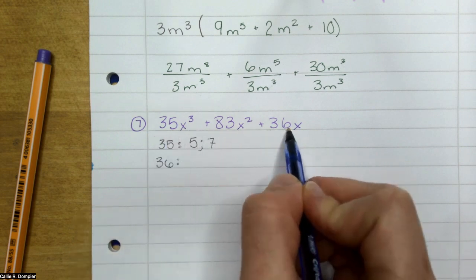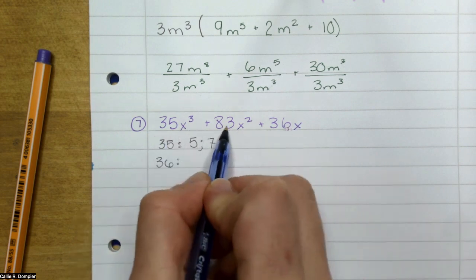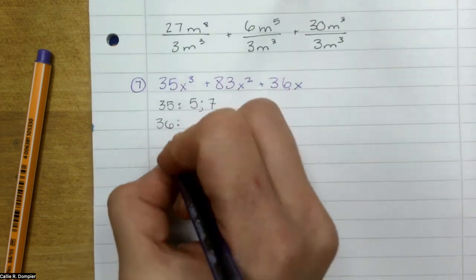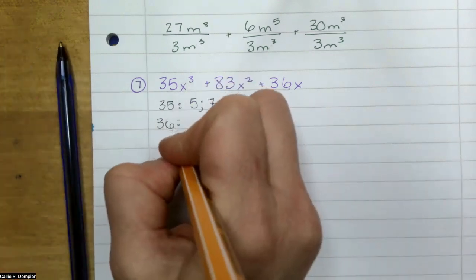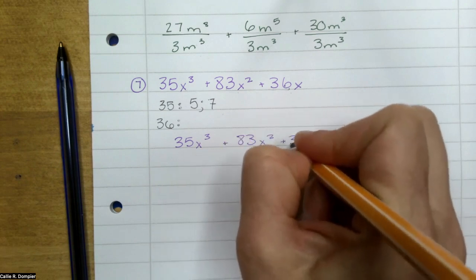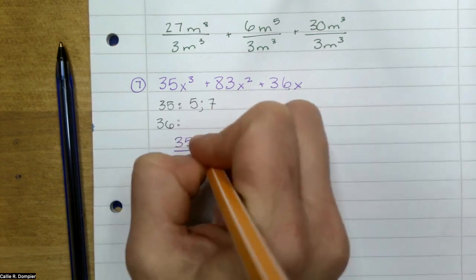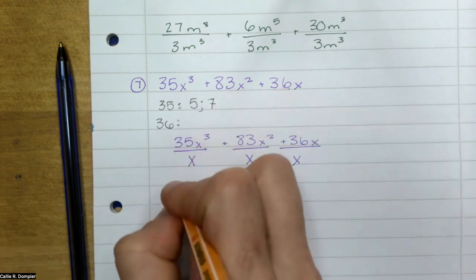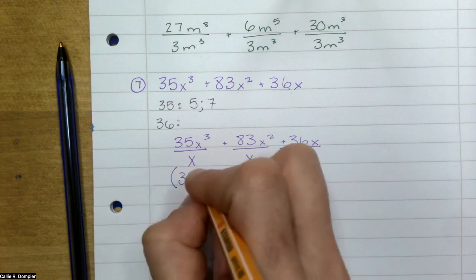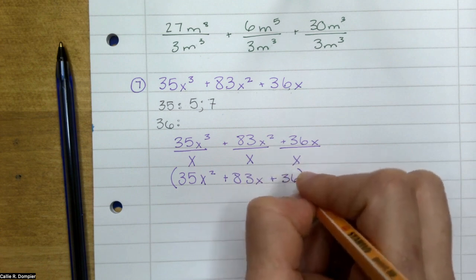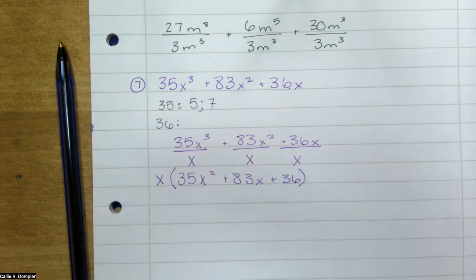There's not going to be a number that you can divide 36 by and get a whole number, and 83 by and get a whole number, and 35 and get a whole number. So I'm just going to divide them by x. So that becomes 35x cubed plus 83x squared plus 36x, all of that divided by the greatest x we have, which is just 1x. And I get 35x squared plus 83x plus 36. And on the outside, I have x because that's what I factored out.